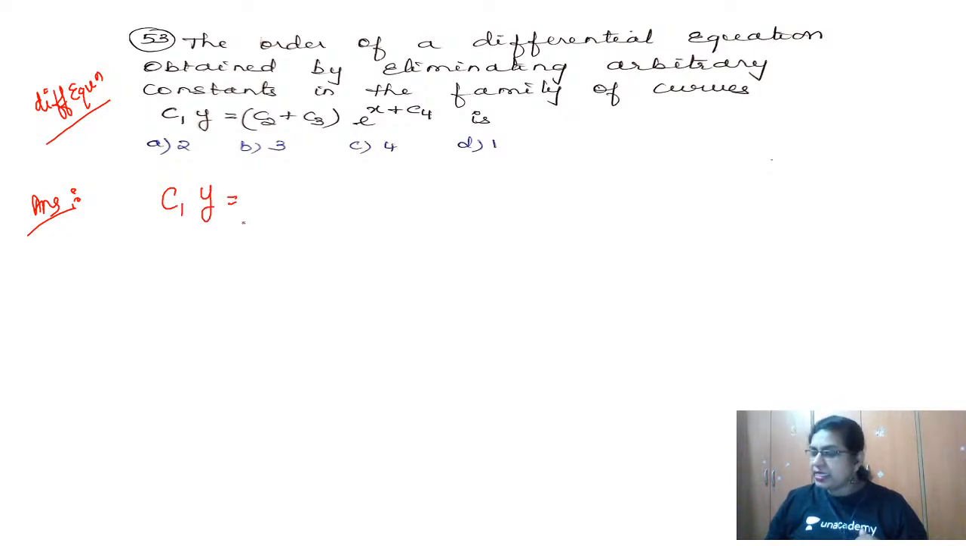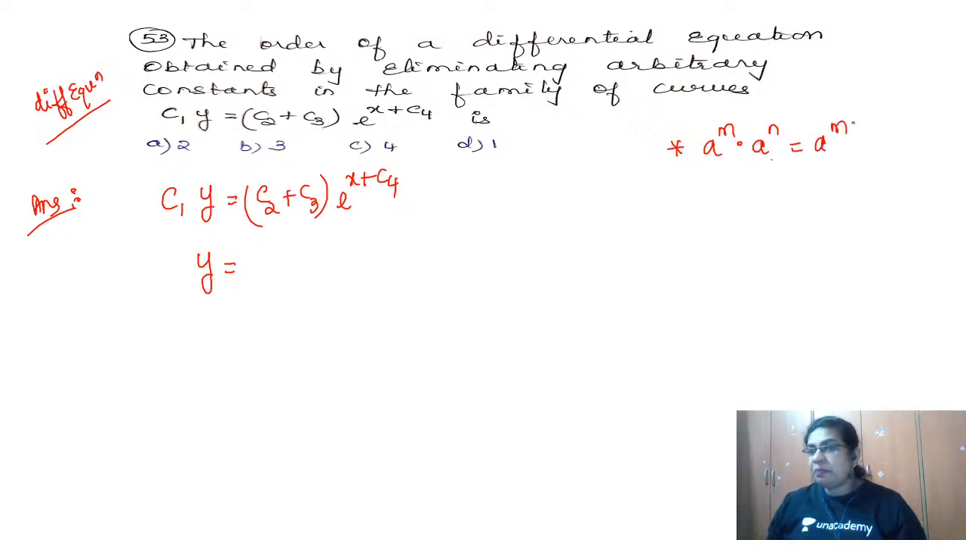C1 y is equal to, which option? No, not the answer. Okay, listen. So let me give you the idea. We have C1 y is equal to (C2 plus C3) into e power (x plus C4). Now let us do some grouping. So y is equal to, now tell me, what is a to the power m into a to the power n? It is a to the power m plus n, right?